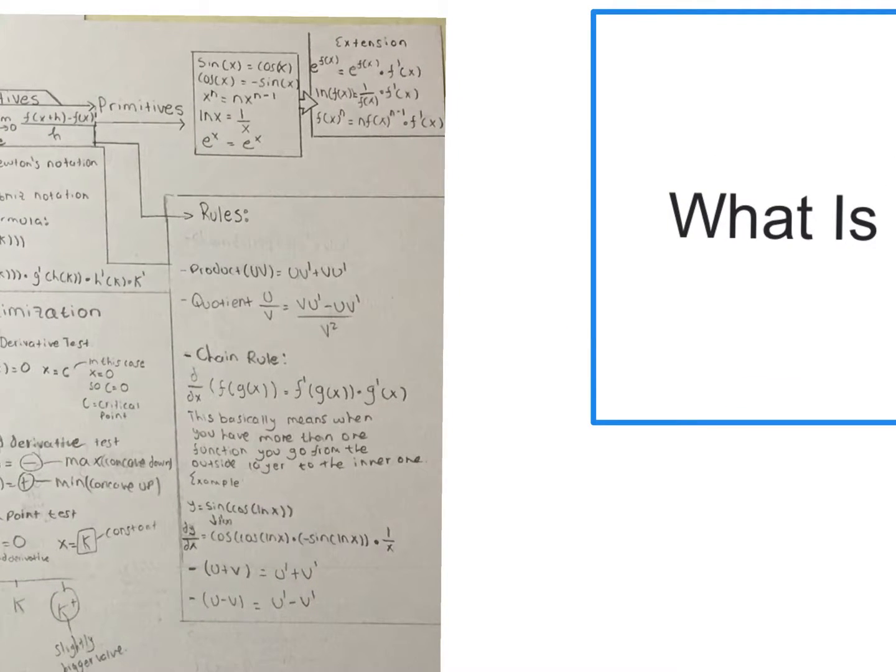Now what if we have e to the power of a function? Well, it would be e to the power of the function times the derivative of that function. ln of a function will be 1 over f(x) times the derivative of the function. And a function to the power of n will be n times the function to the power of n minus 1 times the derivative of that function.